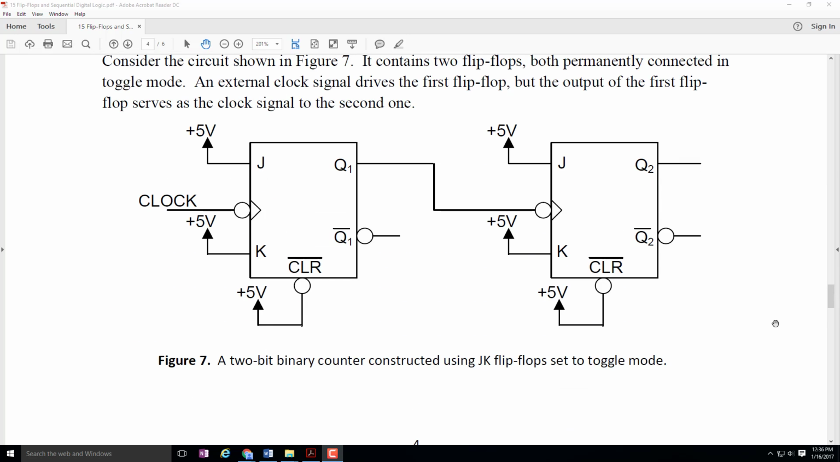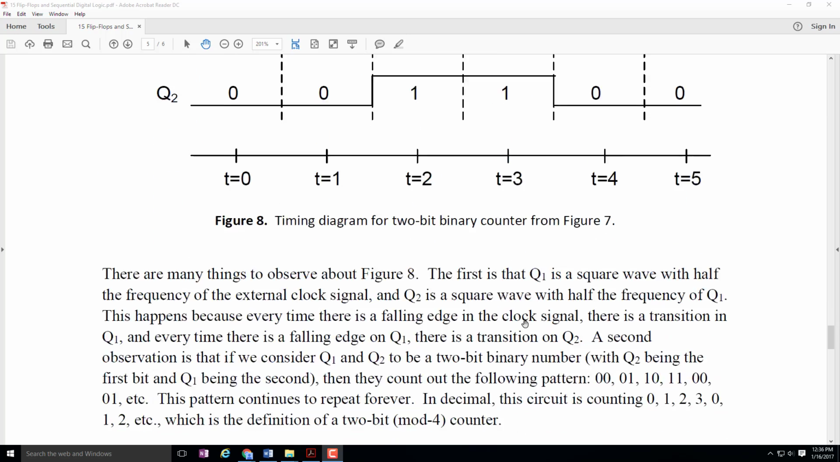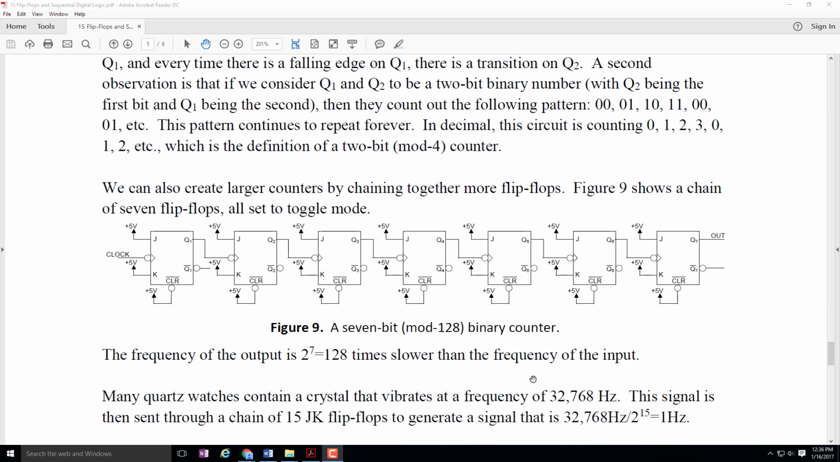You just simply put each flip-flop into its toggle mode. You make sure to deactivate any sort of clear bar or preset bar. You send the clock signal into the first one, and each time you send the output to the clock signal of the next one. Now here we've shown it for 2, but you can also have more than 2. And here, for example, I show 7 of them.